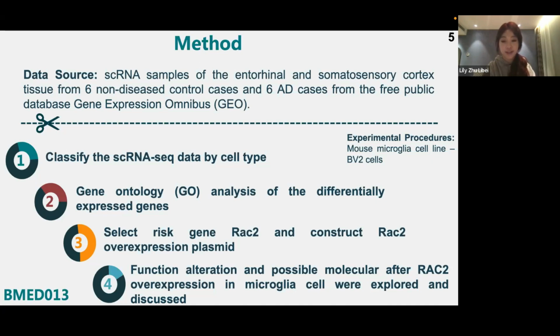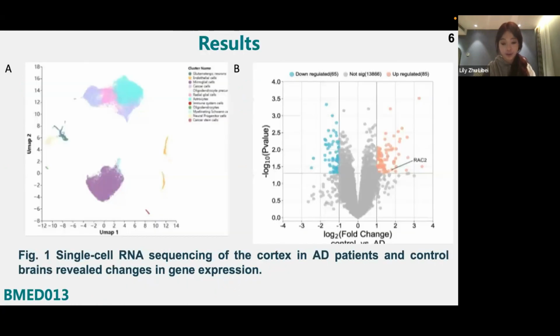A mouse microglia cell line, BV2 cells, and an A-beta burden microglia AD cell model were used for the following experiment. When RAC2 was overexpressed, the cellular morphology, activated state, and phagocytosis ability were observed. At last, the possible molecular mechanisms were explored and discussed. So I'll use images to show my results.